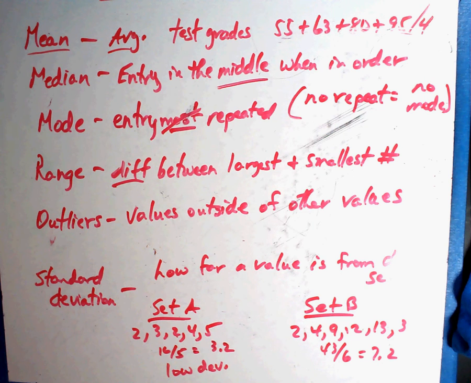Well, look how much that deviates. There's just so many numbers that are outside that group. They're not all really clumped together. This is a higher deviation.